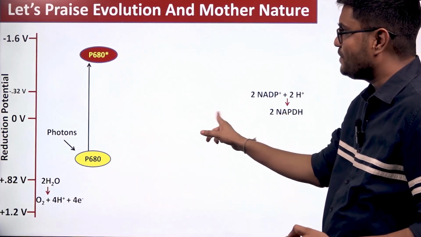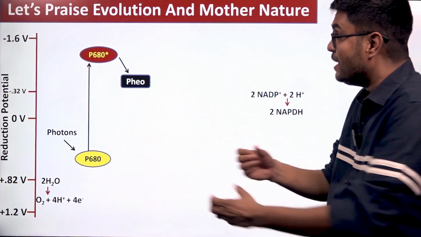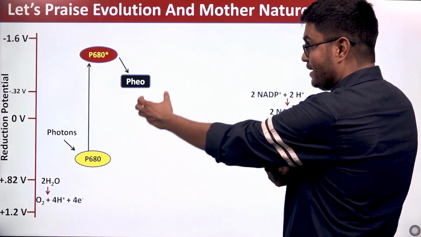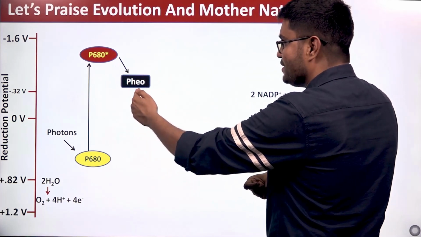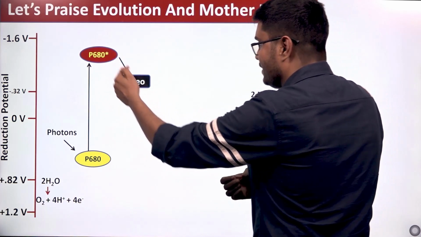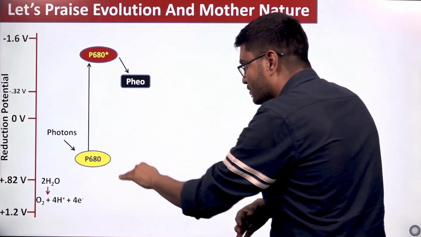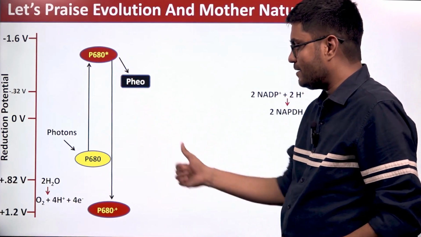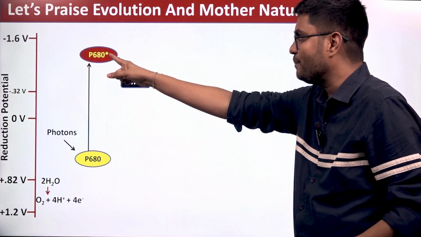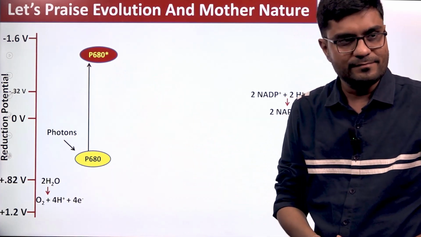Nearby, a molecule is present which is called pheophytin. If I look at the position of pheophytin on this graph, I can see that pheophytin has a higher reduction potential than P680. Why higher? Because when I go down, reduction potential is increasing. So there will be an automatic transfer of electron from P680 to pheophytin.